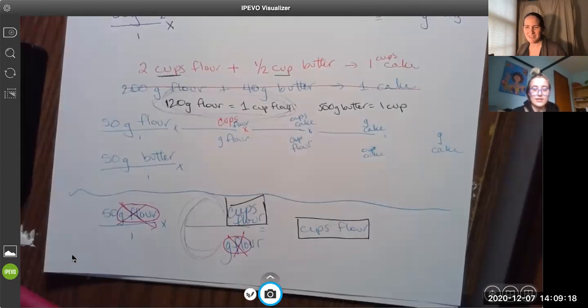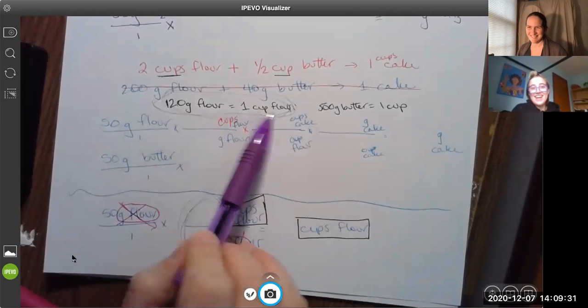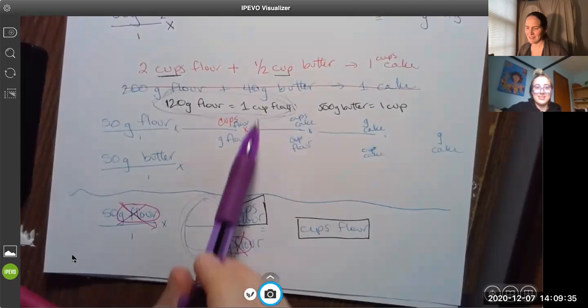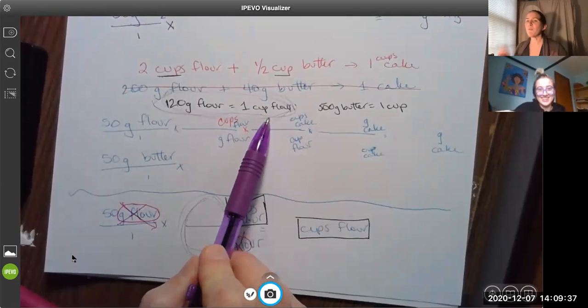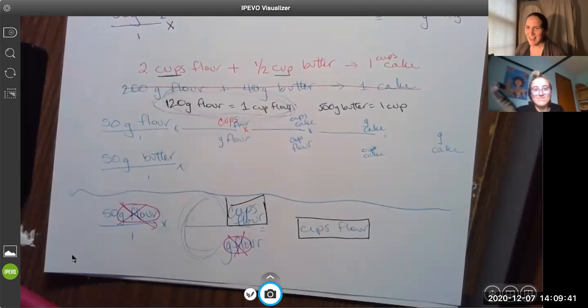Yeah. So the bottom one is 120 grams because that's how many grams are in a cup, and the top one is 1 because that's how many cups are in 120 grams. Exactly. That right there is the key to everything.